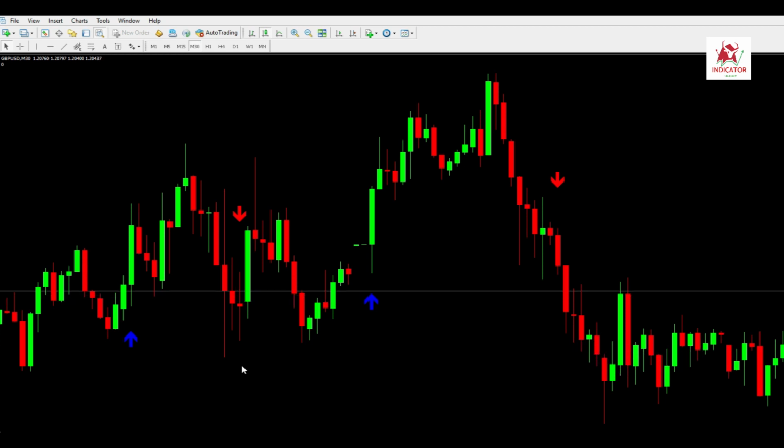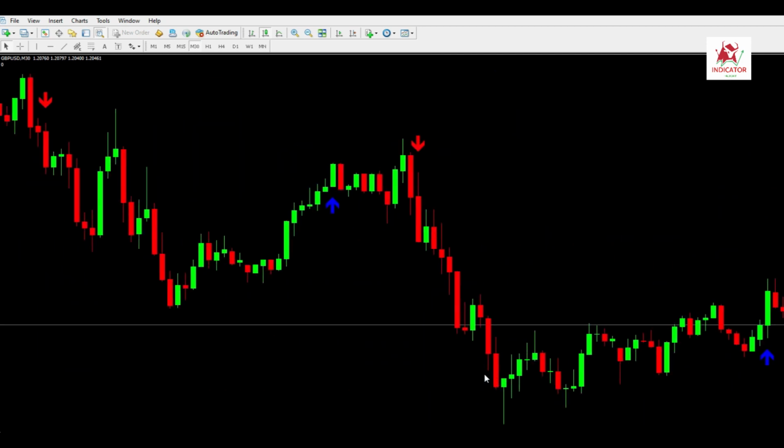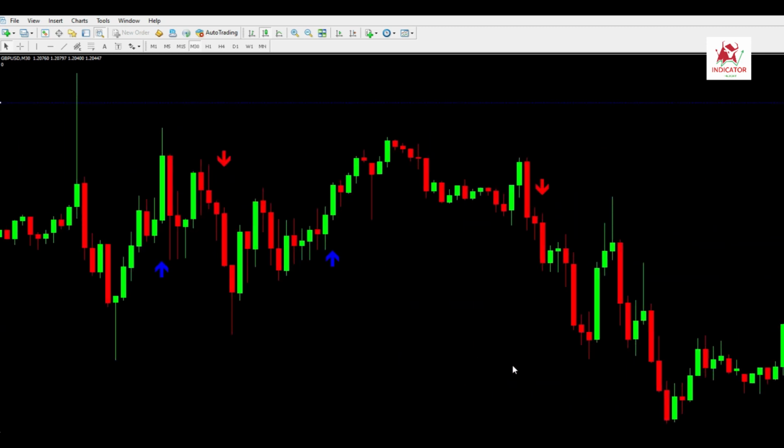The ASC MT4 indicator does reveal the market's highs and lows, giving a clear indication of price patterns. The arrows are an excellent pointer of a trend reversal. For example, the blue arrow suggests the reversal of a downtrend, while the red arrow marks the reversal of an uptrend. Plus, the indicator is easy to install and is free to download.